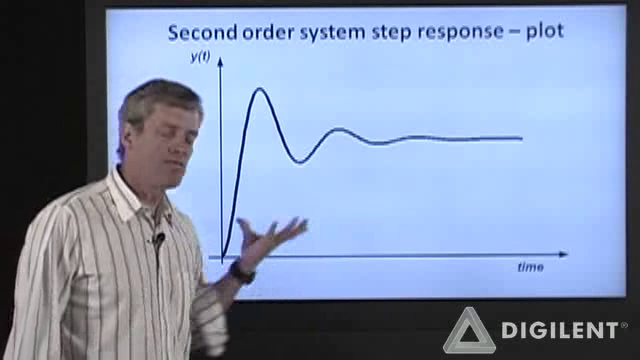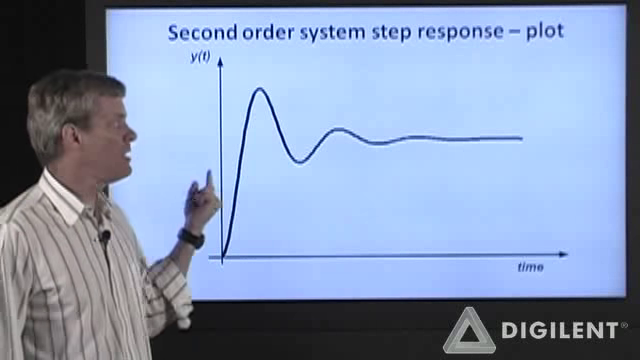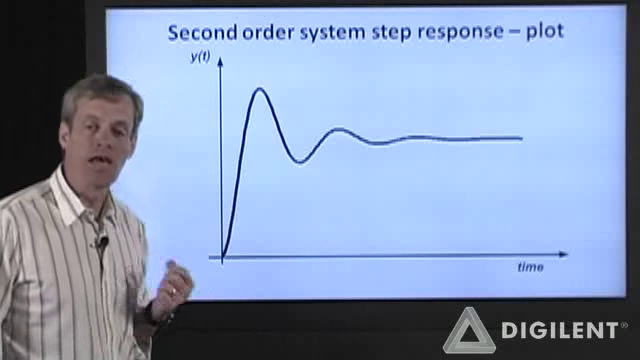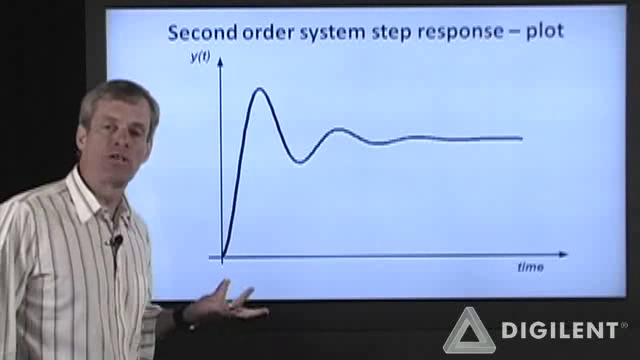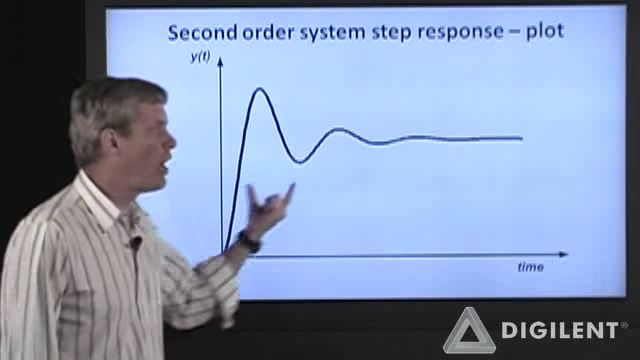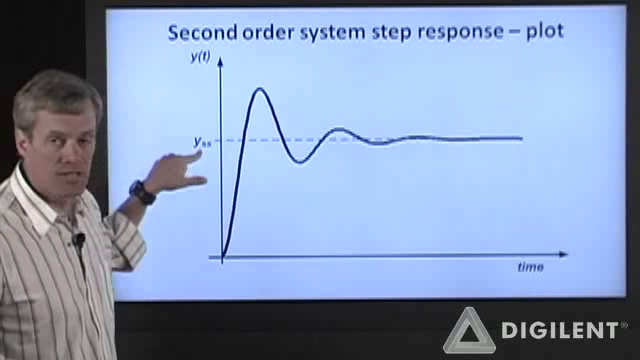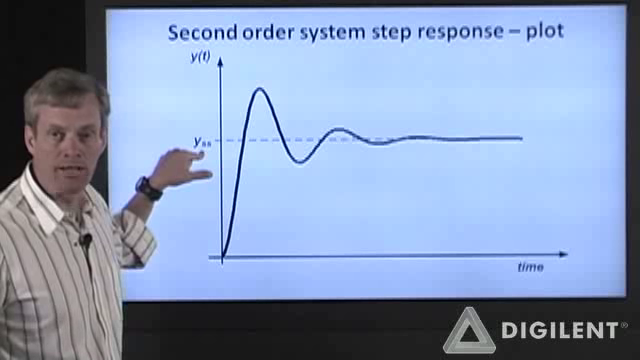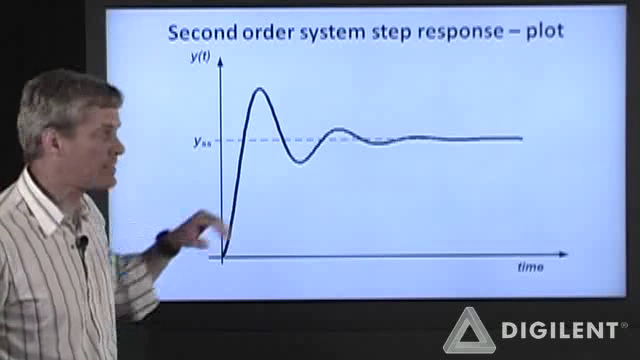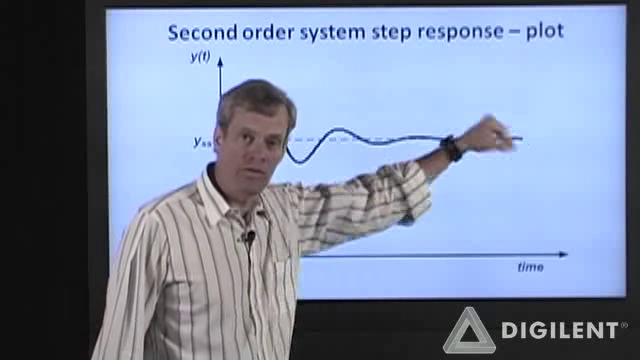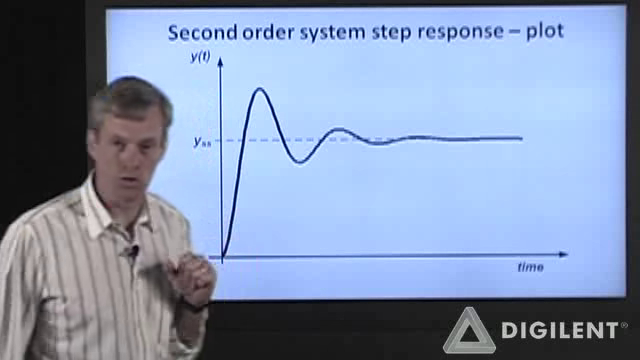So the step response of an underdamped second-order system will typically look something like this. There are a number of parameters that are commonly used to quantify this response. One of them is the steady state response, which I've called Y sub SS. It's the final value that this step response goes to.